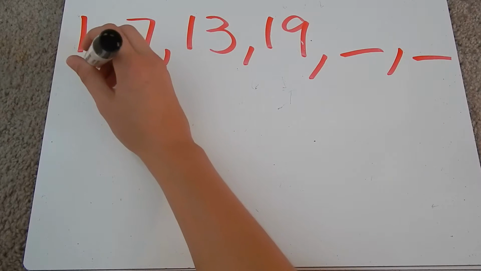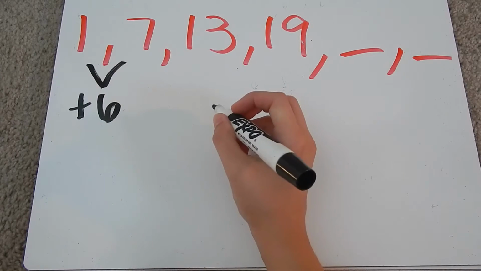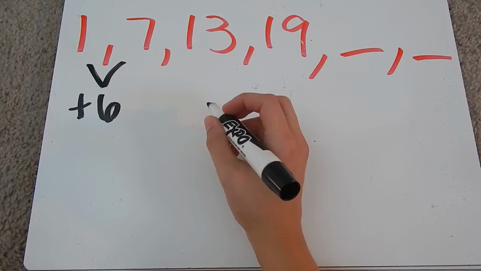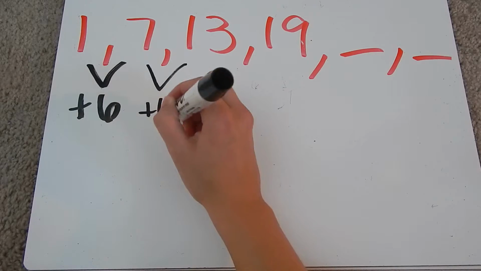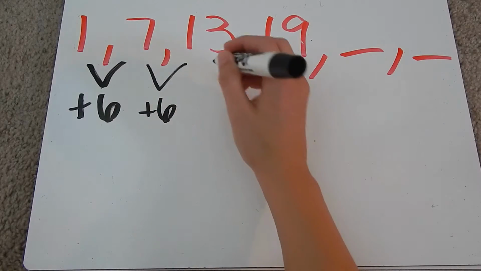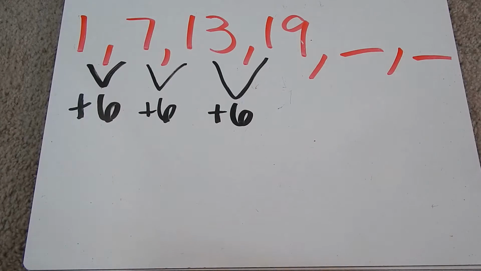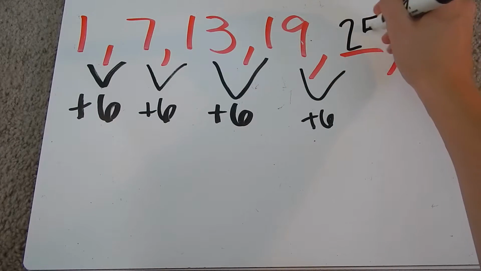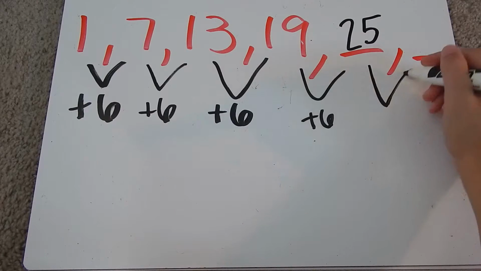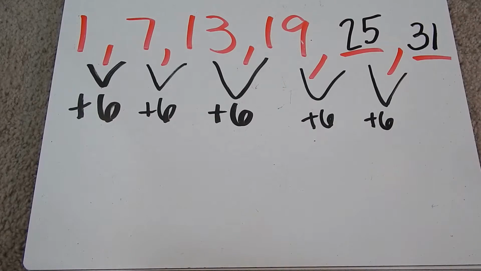So if we start to get from 1 to 7, we're going to add 6. Let's see if that pattern continues throughout. To get from 7 to 13, 7 plus 6 is 13, so it does continue there. And one more time for good measure, 13 plus 6 is 19. So our next number is going to be 19 plus 6, which is 25. The number after that is going to be 25 plus 6, which is 31.